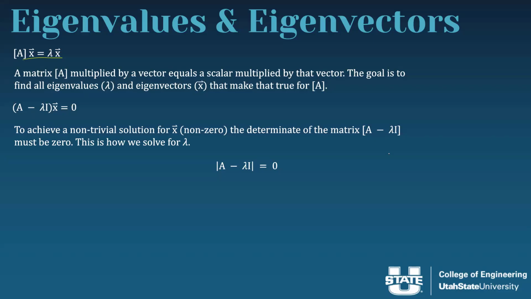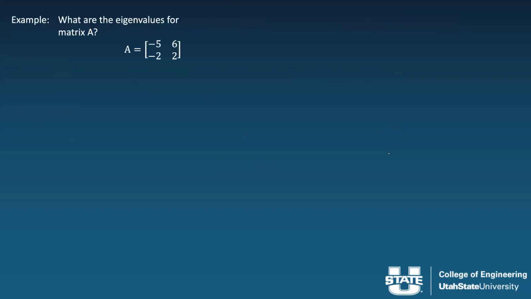And then in order to achieve a non-trivial solution for that x vector, which is our eigenvector, the determinant of the inside parentheses, A minus lambda times the identity, equals 0. And we utilize that to solve for our eigenvalues. Okay, so this would just be a quick walkthrough of how we solve for the eigenvalues, utilizing that the determinant of A minus the identity matrix multiplied by our eigenvalue is 0.